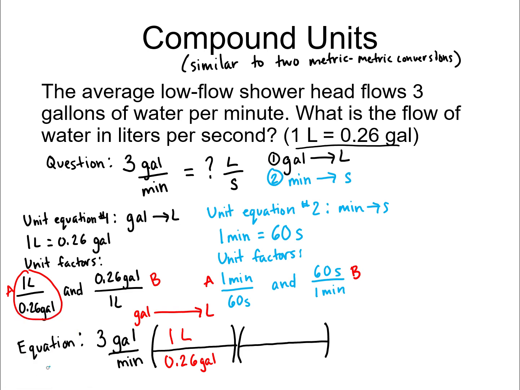This time we're doing something a little bit different. We need to cancel out minutes, but minutes are in the bottom right now. They're in the denominator. To cancel out minutes, we need to choose the unit factor that has minutes in the numerator. So which one is that, A or B? Yeah, we have to use A.